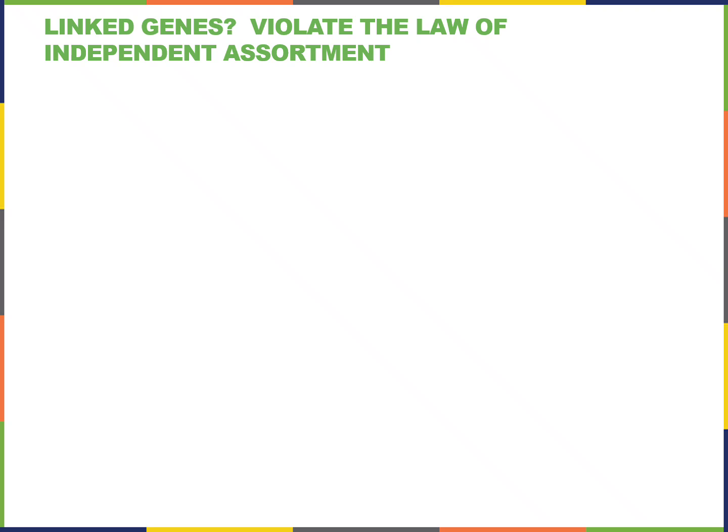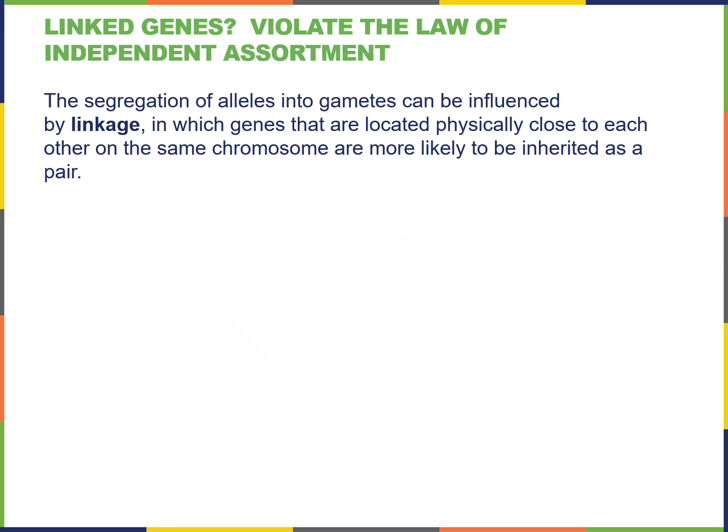So, linked genes. Didn't we just say that genes sort independently of one another, and now we're talking about genes being linked? Yeah, I told you, there are always exceptions in biology. So the segregation of these alleles can be influenced by linkage, and all that means is that genes that are physically located next to each other are more likely to be inherited as a pair. So if you're looking at your genome and you've got a gene for whatever, and another gene right next to it, there's a high likelihood that if they get translocated or moved to another chromosome, they're going to go together just because they are physically closer to each other.